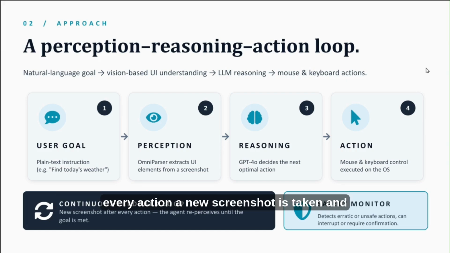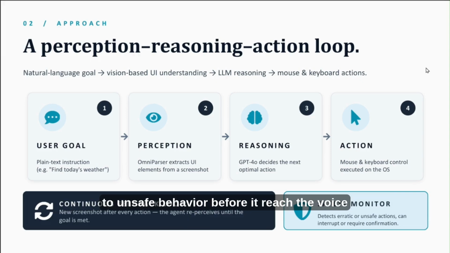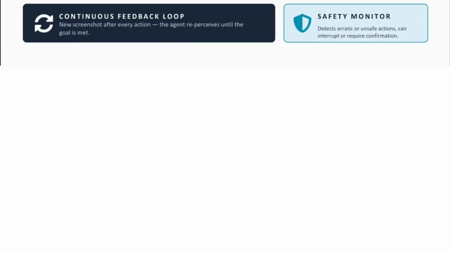After every action, a new screenshot is taken and the whole loop starts again. So the agent is always reacting to what's actually on the screen, not following a fixed script. And running alongside everything is a safety monitor that can catch erratic or unsafe behavior before it reaches the OS.